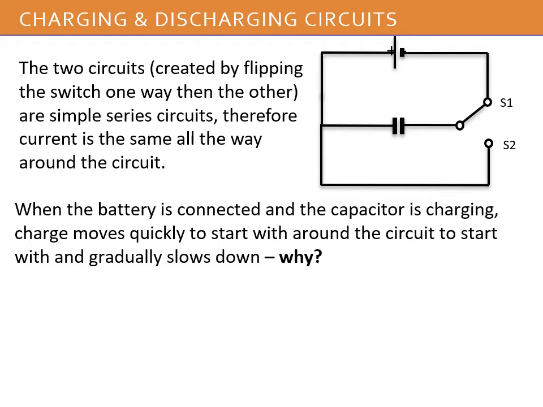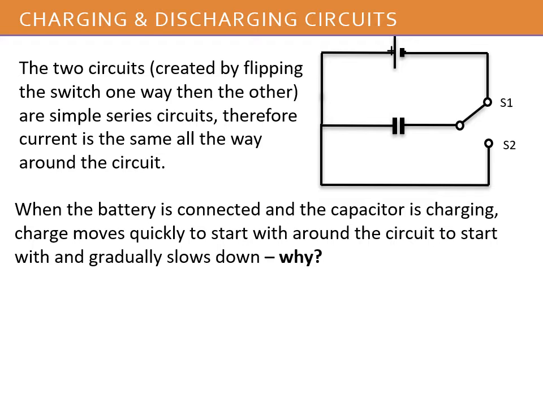Today we are going to learn about two circuits. One is charging, another is discharging. If you look at the circuit picture, the two circuits are created by flipping the switch one way and then the other. S1 is the switch for the charging circuit and S2 is the switch for the discharging circuit. You can see these are simple series circuits, so the current is the same all the way around the circuit.